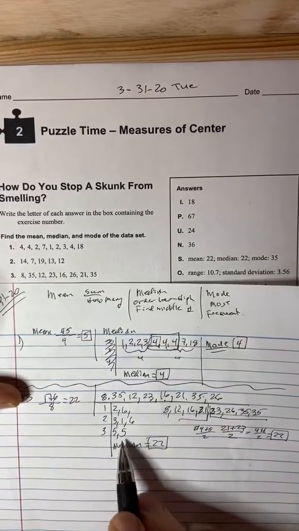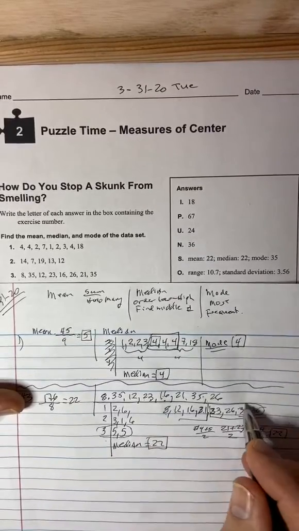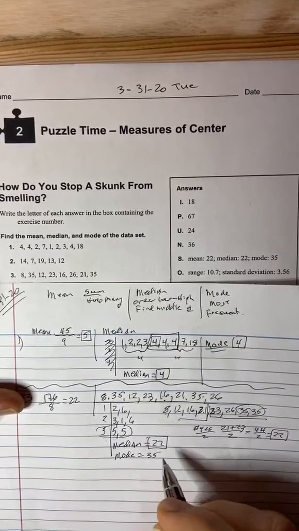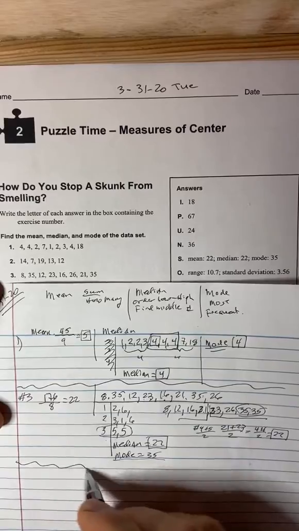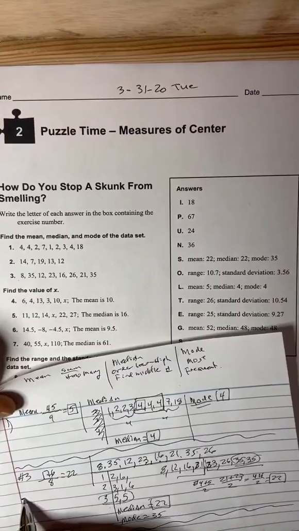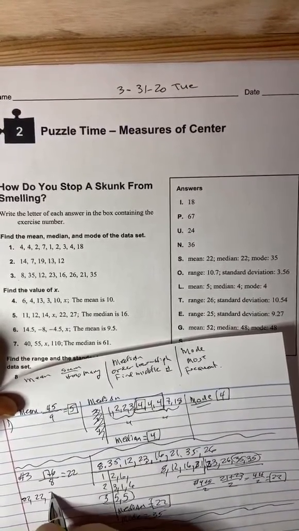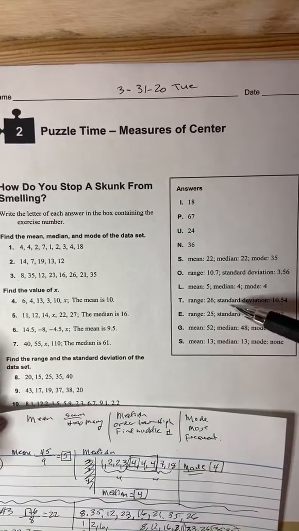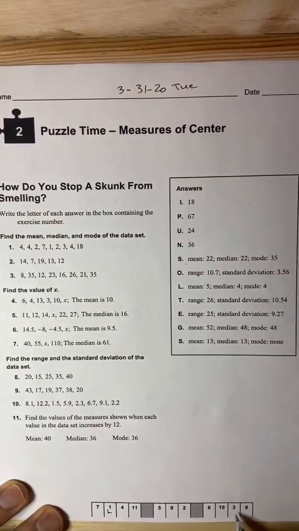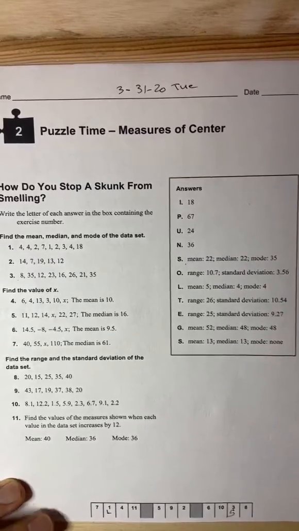Now we can see already from our stem and leaf that 35 is going to be our mode. So mode equals 35 because this happens most frequently. All right, so we're looking for 22, 22, and 35. So 22, 22, and 35 is S, so number 3 gets an S. Hopefully you can see that. You should be able to.